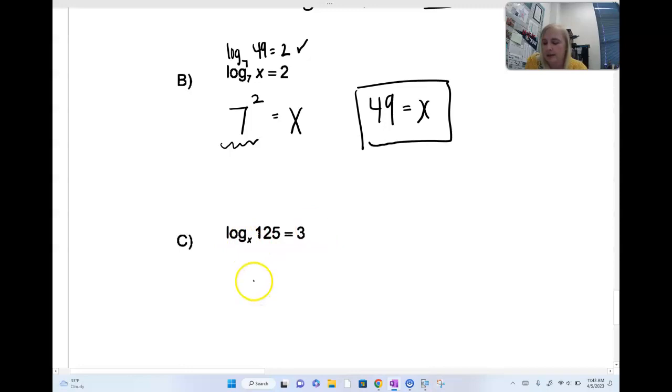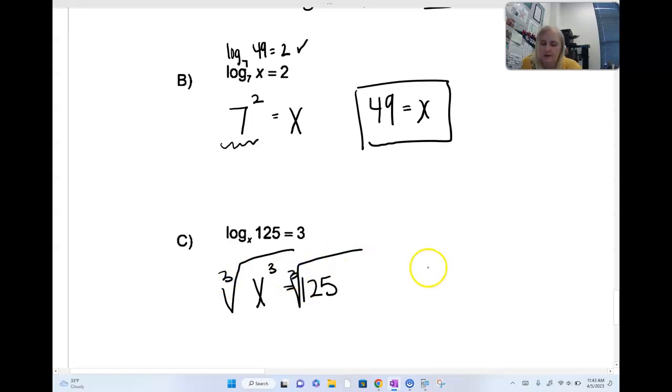All right, next one, x to the third equals 125. Same thing, we don't have a base that we're matching. So how would we get rid of an exponent? Well, we take the root of it. But it's a different root than just a square root, so we have to use the root of 3. So then those cancel each other out, and we take the cube root of that other side.